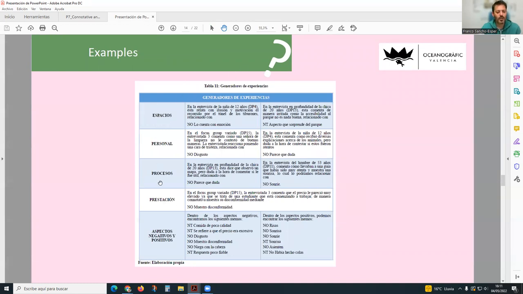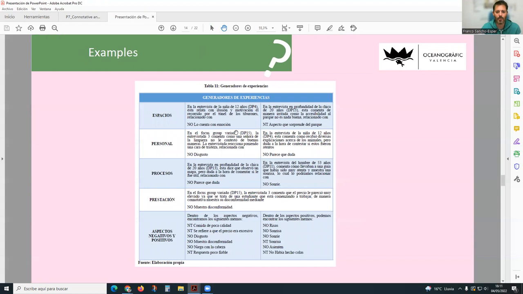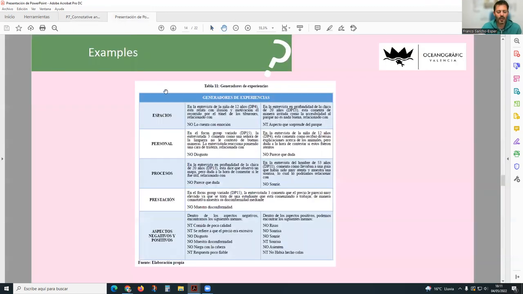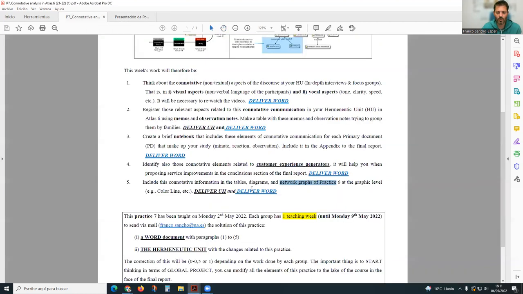Experience generator, all the different experience generators, the example, and from the two levels, sensory and feeling, space, environment, staff, processes with examples. Specifying where in the different primary documents it is and what is the memo you have used to identify it. And finally, you need to include also this information, for example, in the network graph. You need to see where, similar to this example, you could include connotative information in your network graph. So this is what you have to do for this week.